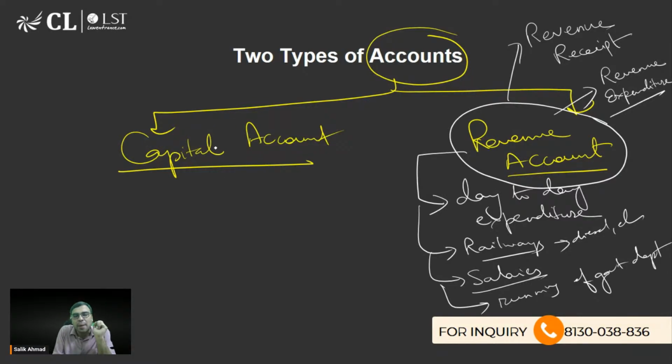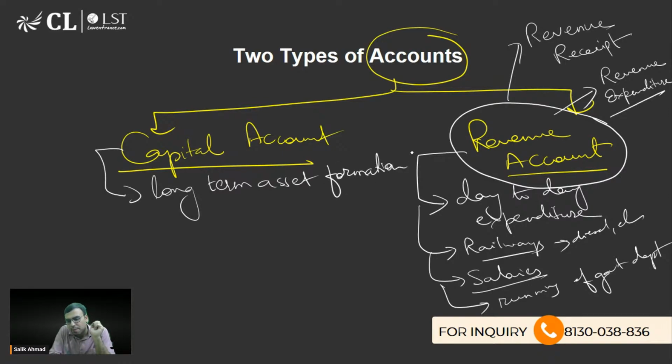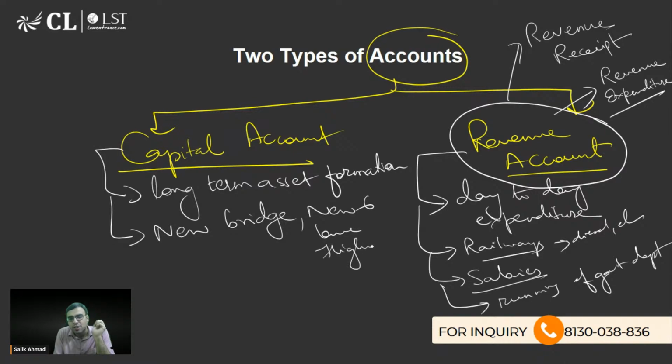Then the next one is capital account. So this account deals with long-term asset formation. Okay. For example, if the government decides to build a new flyover or a new, let's say, bridge or a new highway, 6-lane highway. So for that, government has to spend, and this actually will deal with capital account.